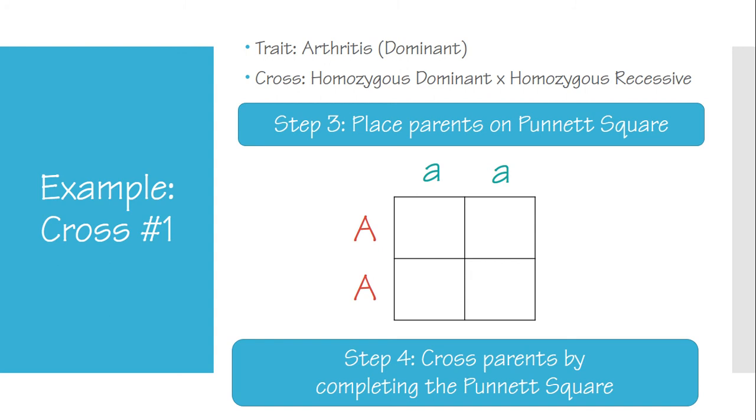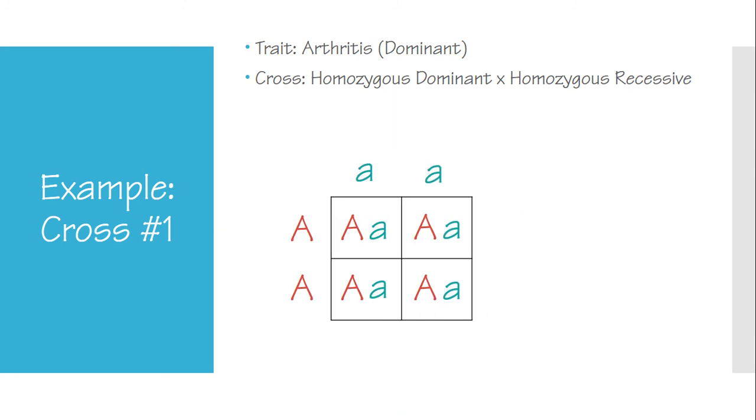The next step is going to be to cross the parents by completing our Punnett square. We're first going to pull these capital A's across. So we'll pull those across to fill in those squares, and then we'll pull the other capital A's across to fill in those squares. We'll then pull the lowercase a down to fill in those squares, and then we'll pull the other lowercase a down to fill in those squares.